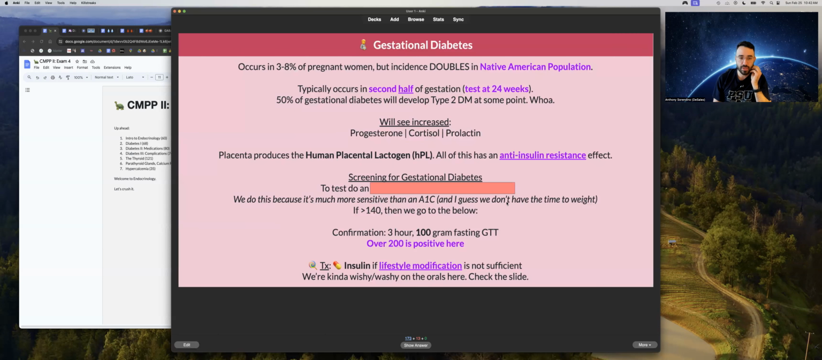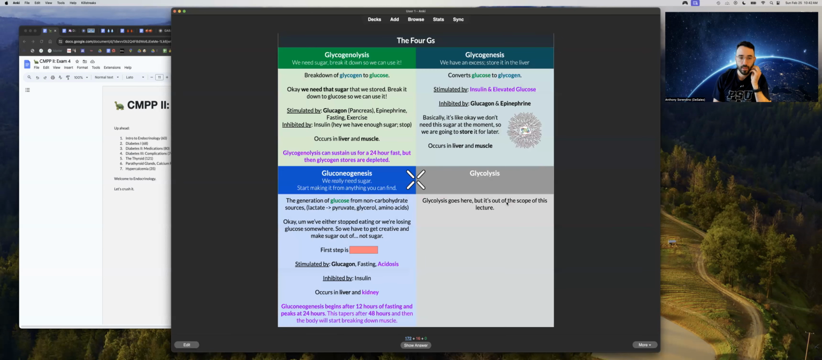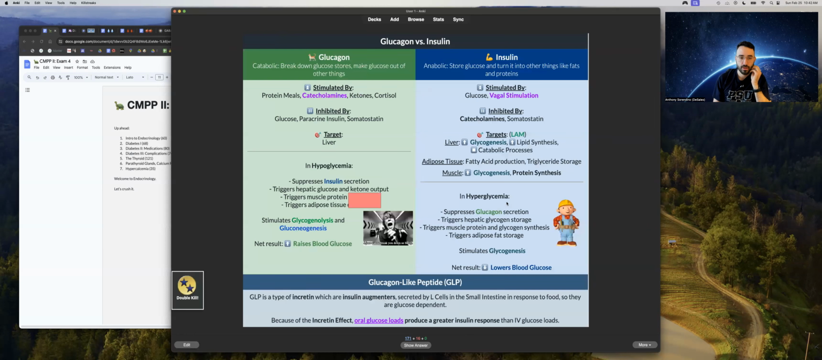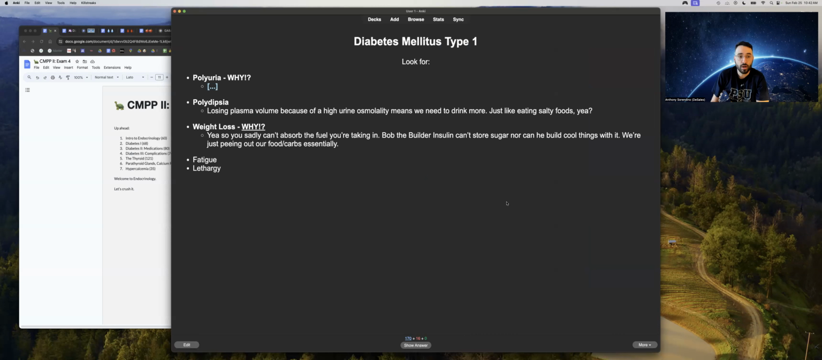Screening for gestational diabetes: do an oral glucose tolerance test. First step in gluconeogenesis, pyruvate. Okay, hypoglycemia triggers muscle protein breakdown and adipose tissue breakdown, yes? Yeah, catabolism.